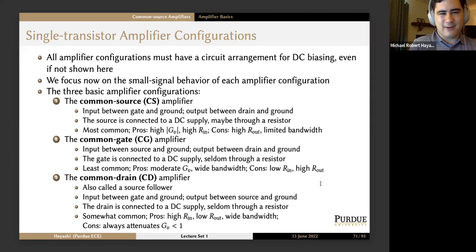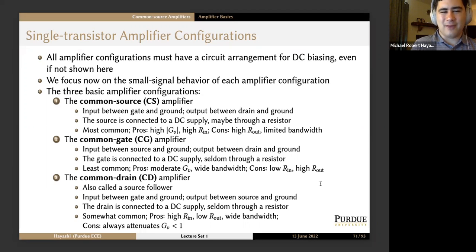So the 3 basic amplifier configurations, we'll talk about all of them. It's common source amplifier today, and then common gate and common drain amplifier today into next Monday. So for the common source amplifier, the input is between the gate and ground, and the output is between drain and ground. That means the source is connected to a DC supply, maybe through a resistor.